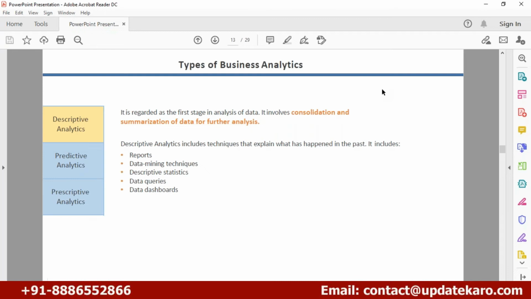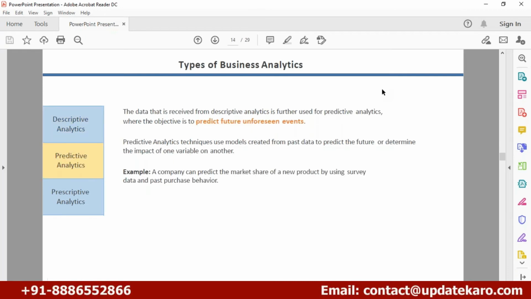So we use basic statistics over here, right? That's what it is telling over here. So reports, data mining techniques, descriptive statistics, data queries, and data dashboards. This is all about descriptive analytics. And what is prescriptive analytics? Predictive analytics, sorry. What is predictive analytics?